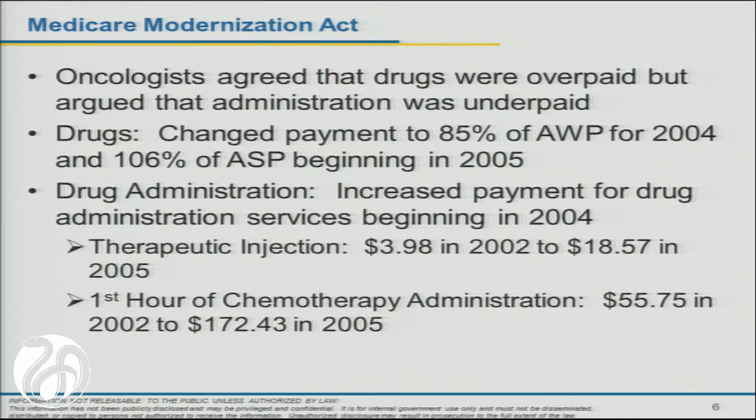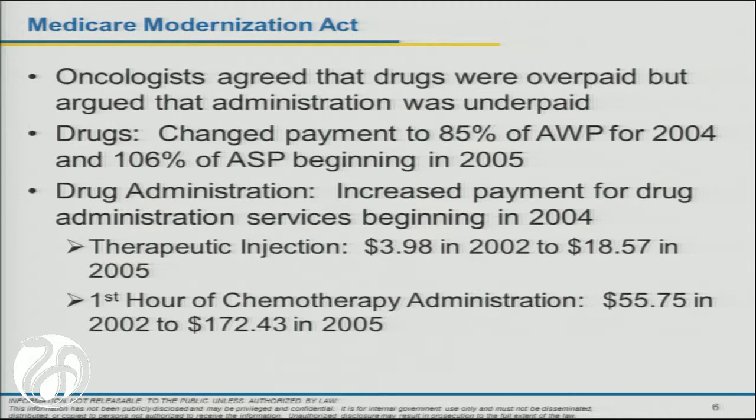And the way average sales prices work, as I mentioned before, is that the manufacturers report all sales, all classes of providers, to CMS, and then CMS, at the J code level or at the HCPCS code level, will determine what the average sales price is among all of those drugs and add 6% to it.